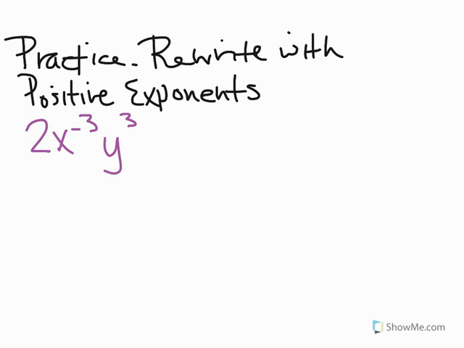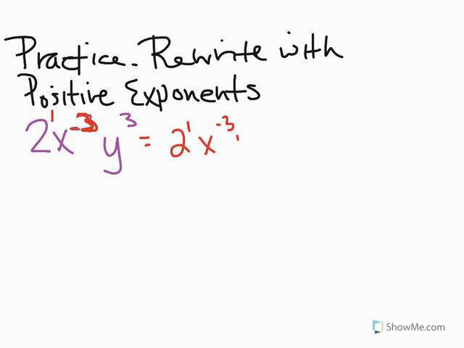And I want you to notice right now that this negative 3 that's attached to the x, that negative 3 is not attached to the 2 right here. The 2 is raised to the first power. It's that implied 1 that we've talked about in class. So this will be 2 to the first, x to the negative third, y to the third.